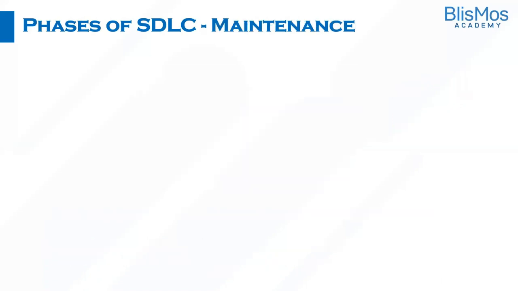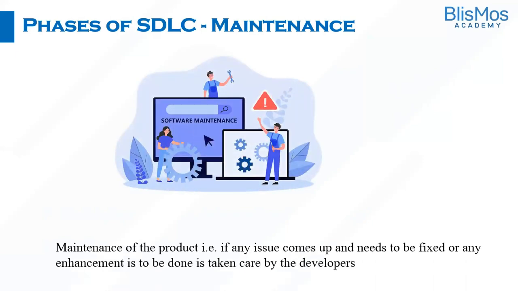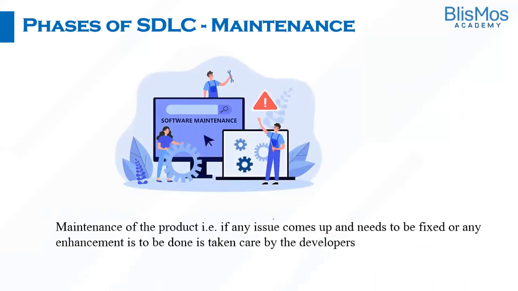Once you deploy the software, do you think you would have taken care of all the things? Not necessarily. Still, there may be some issues which you are not able to uncover as a part of the testing phase, or you are not able to fix. So during the maintenance phase, if there are any issues that come up in production, they'll be immediately fixed, and that fix is made available in the production.